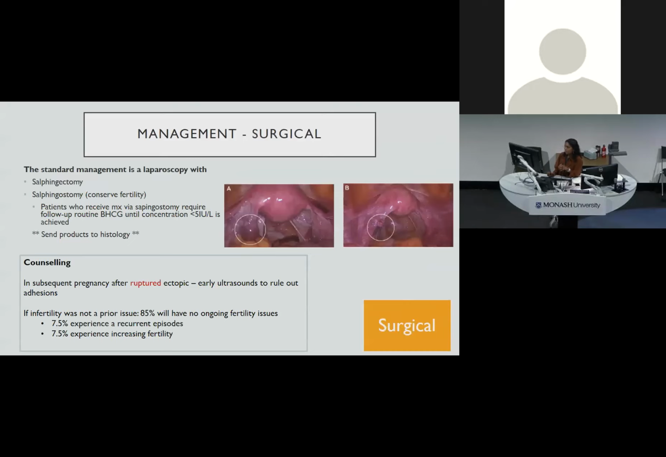In terms of counselling, if there is a pregnancy following a ruptured ectopic, you want to do an early ultrasound just to ensure there's no complications associated with that. In terms of subsequent fertility, in most cases, there will be no ramifications. So 85% of women will continue to have no issues with their fertility. However, there will be a few women who are more likely to have a subsequent ectopic pregnancy, and there may be some who have issues with fertility as well.